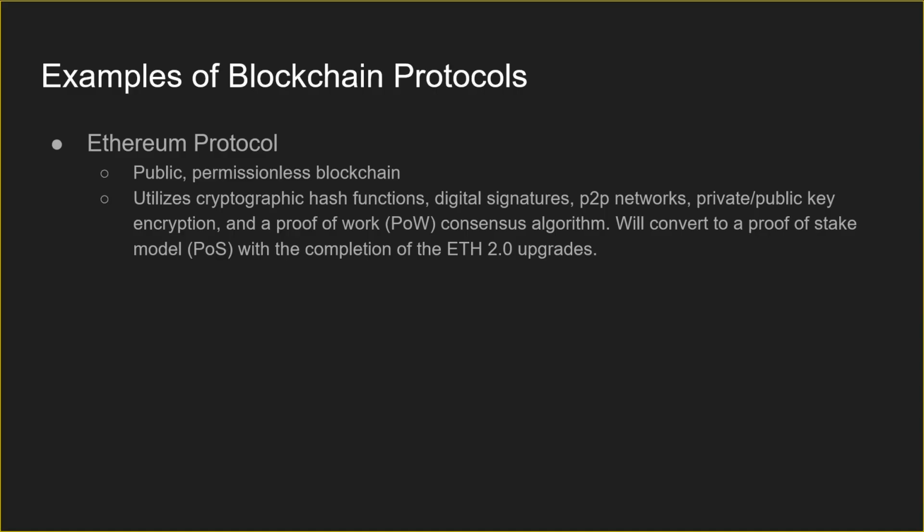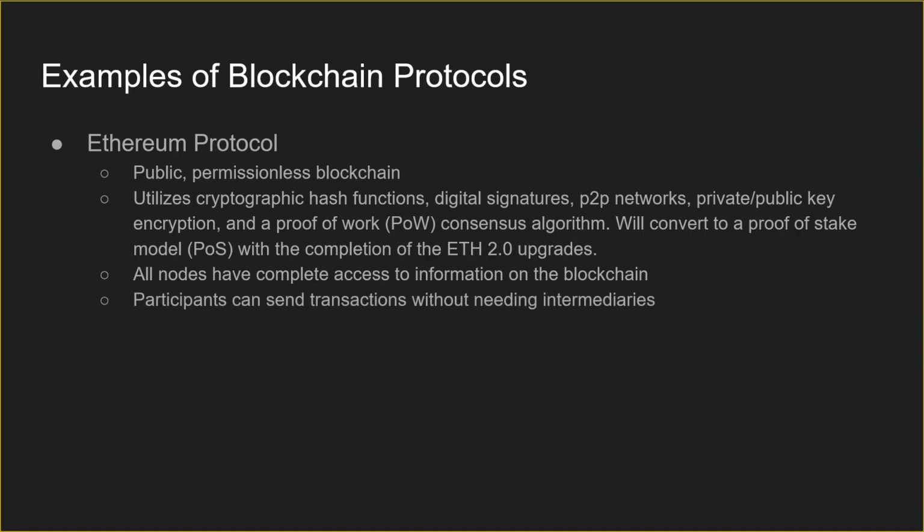Now, Ethereum will convert to a proof-of-stake model, POS, with the completion of the ETH 2.0, or what they're now referring to as the consensus layer upgrade. Now, all nodes have complete access to information on the blockchain. Participants can send transactions without needing intermediaries. And the native currency on this particular network, or this protocol, is Ether, $ETH. This is actually what you buy when you purchase it on your exchange. You're purchasing the native currency on the Ethereum platform.